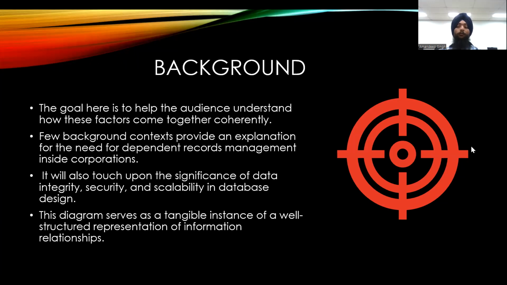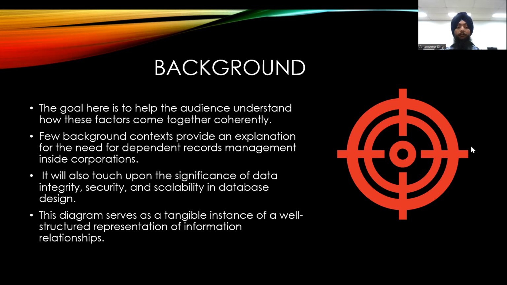Think of the vast amount of information they deal with daily: customer records, product details, employee information, and so much more. Keeping this data organized, secure, and accessible is a significant challenge. This is where a well designed database comes into play. It's just not about arranging data neatly, it's about ensuring data integrity, security, and scalability. It's about creating a framework that can adapt and grow with the organization's needs.